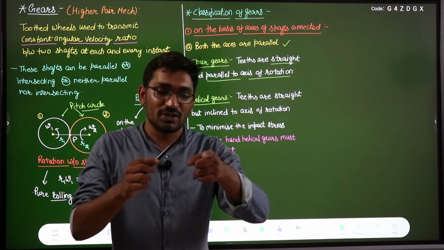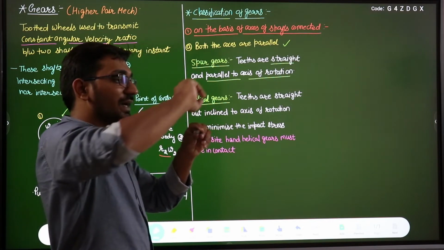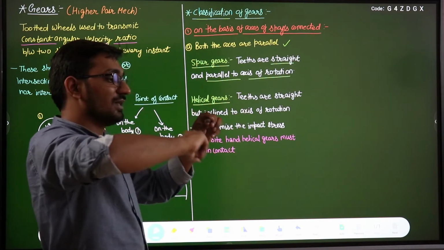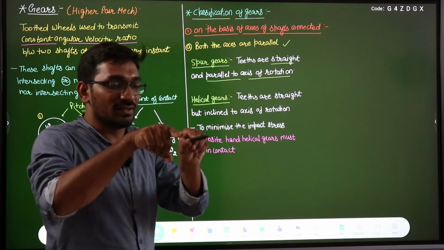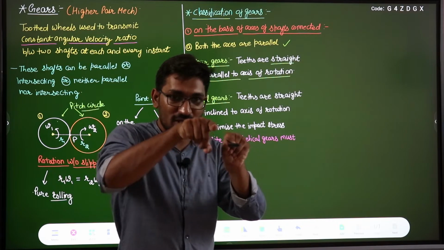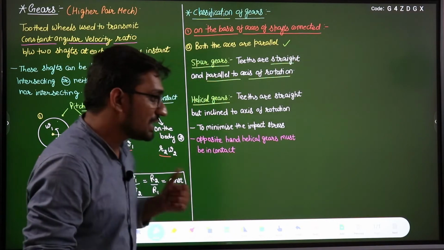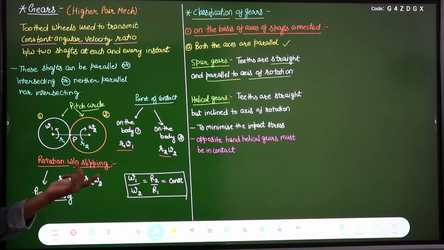So if this is a shaft, this is the axis of rotation. If I put a disc on this, then the teeth will be like this: straight and parallel to the axis of rotation. Those gears are known as spur gears, right?